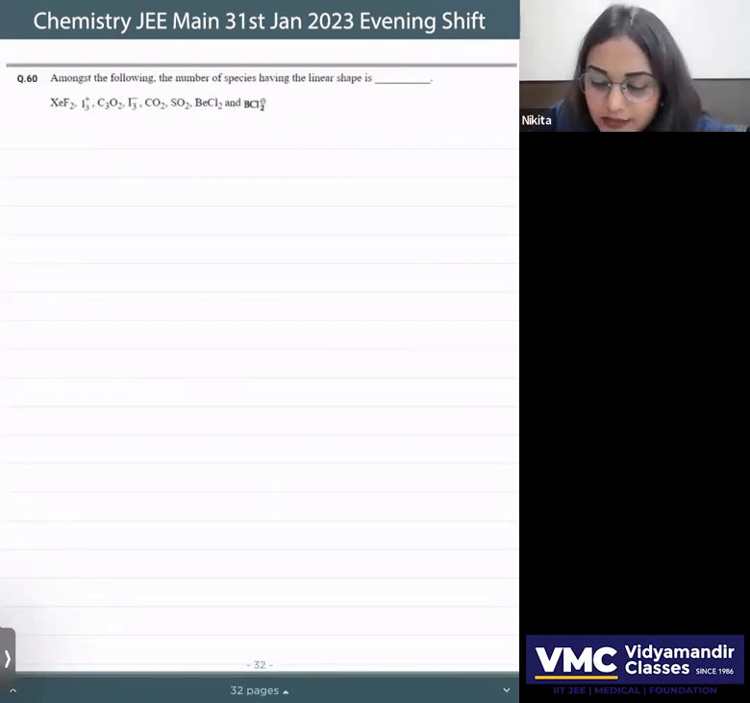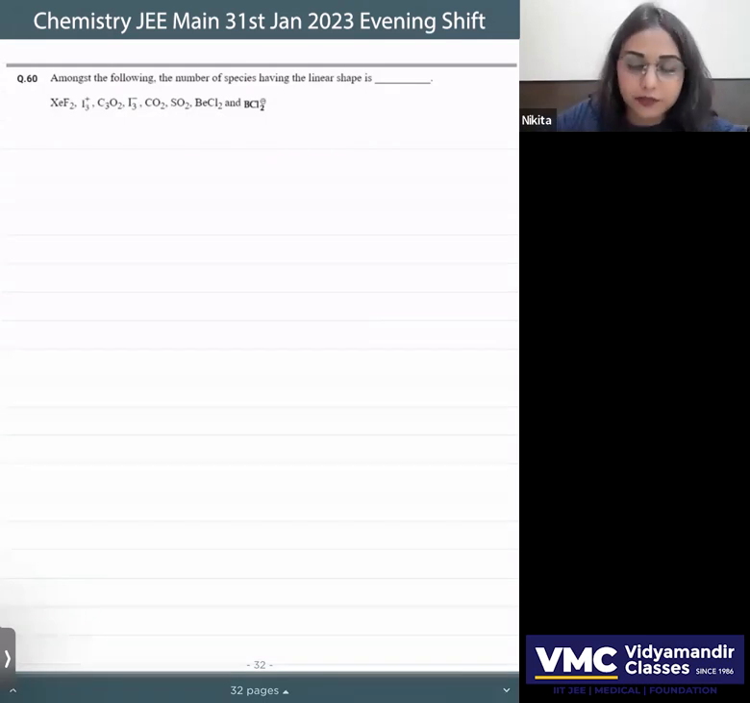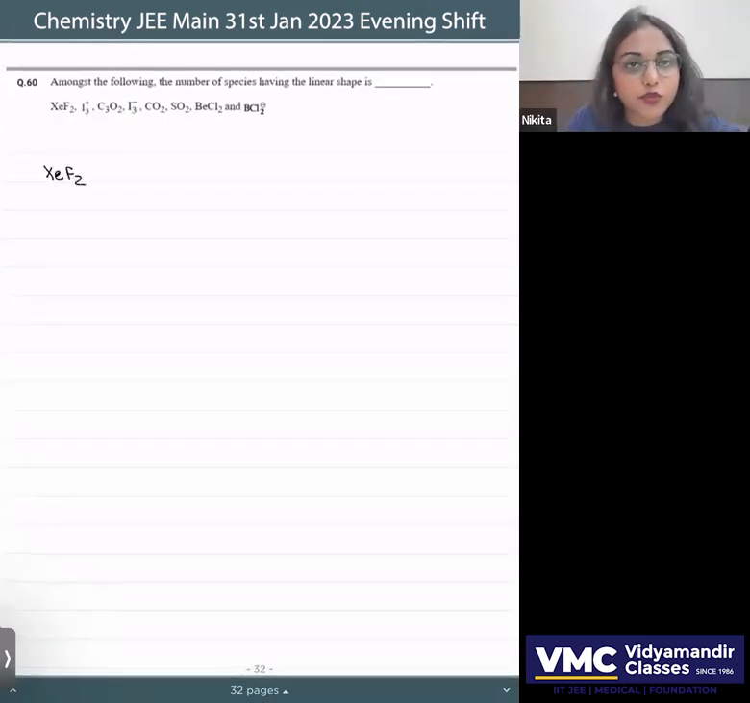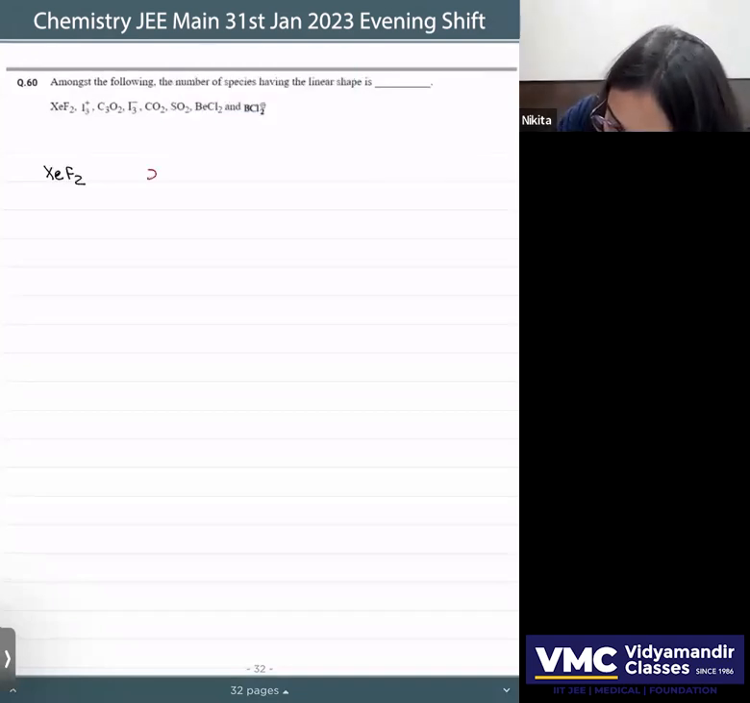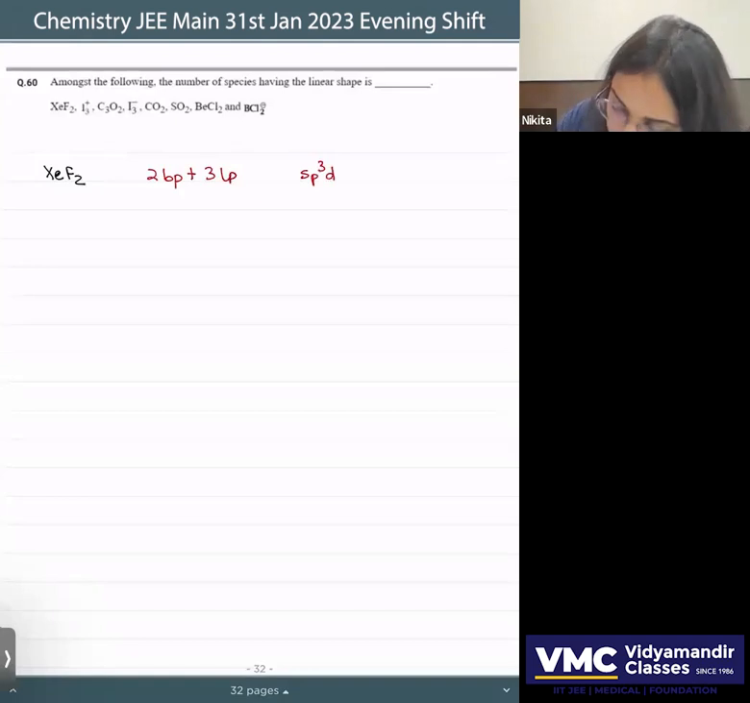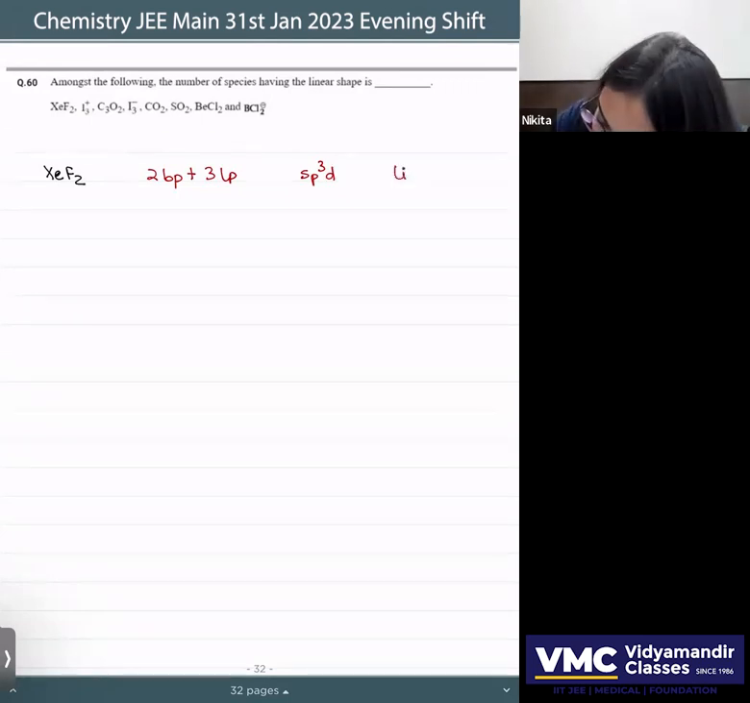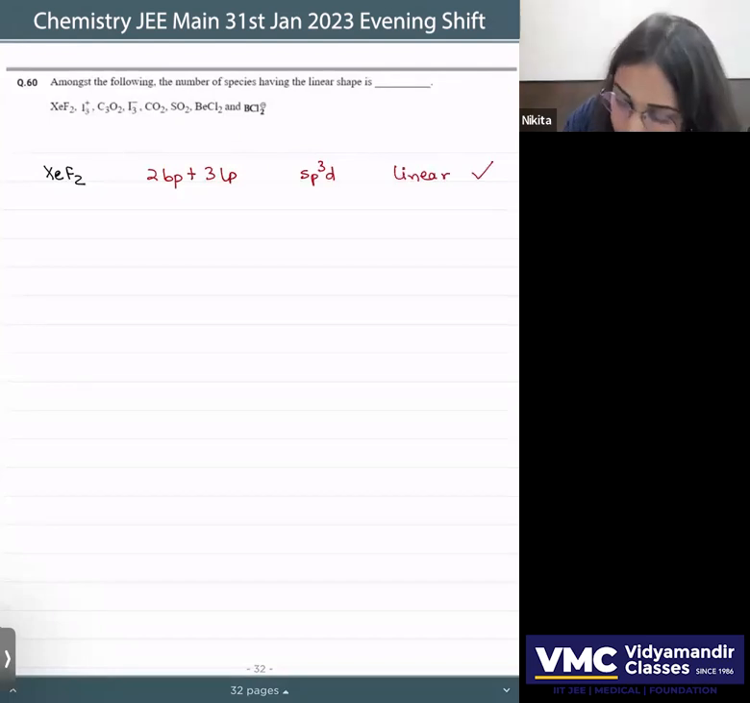The last question, amongst the following, the number of species having the linear shape. First given to us is XeF2. XeF2 has 2 bond pairs and 3 lone pairs. It has hybridization sp3d, and due to the 3 lone pairs, the trigonal bipyramidal geometry will be distorted to the linear shape. So it has a linear shape which is asked.